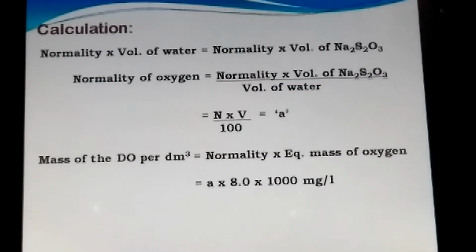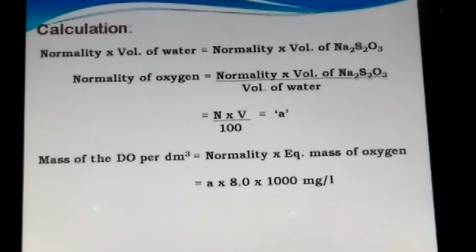Now this is a calculation. Calculation is simple: N1 V1 = N2 V2. N1 V1 for the water sample, N2 V2 for the sodium thiosulfate. The normality of oxygen present in the water sample can be calculated by knowing the normality of sodium thiosulfate, and the volume of sodium thiosulfate consumed, which is nothing but the burette reading, divided by the total volume of water sample used for the titration. That gives you A.